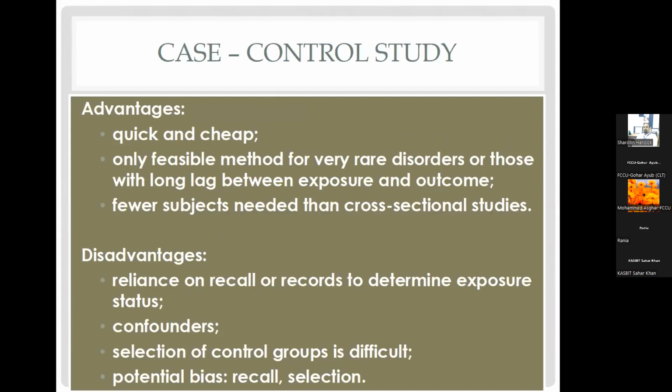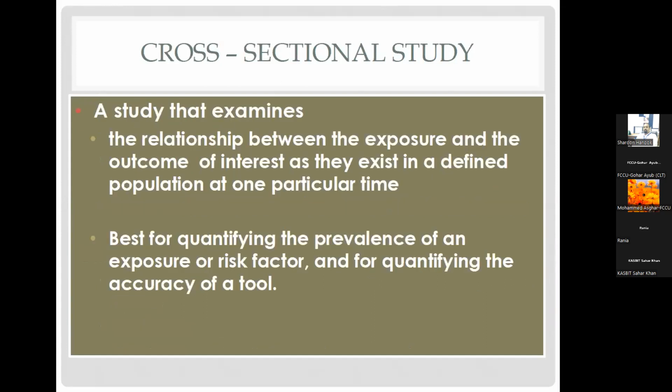So their disadvantages include that there's a lot of reliance on recall. So people tend to forget what really is there. Confounders are sometimes not easy to find in case control studies. And selection of control groups is difficult, and potential bias, that is recall and selection bias, can come in.